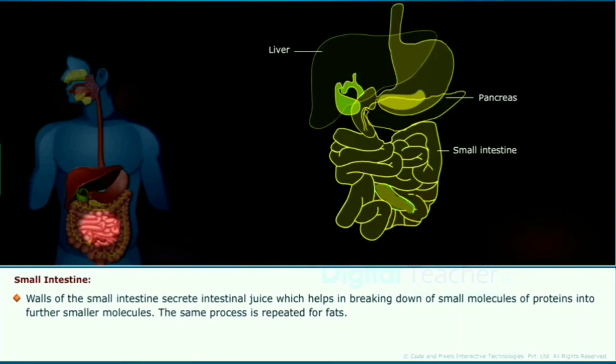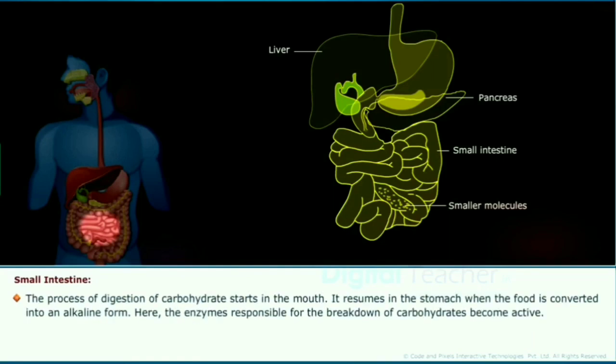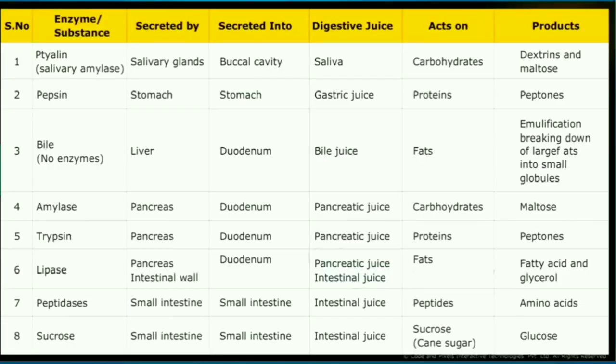Walls of the small intestine secrete intestinal juice, which helps in breaking down of small molecules of proteins into further smaller molecules. The same process is repeated for fats. The process of digestion of carbohydrates starts in the mouth. It resumes in the stomach when the food is converted into an alkaline form. Here, the enzymes responsible for the breakdown of carbohydrates become active. The table on the screen gives information about different enzymes, digestive juices, and their functions.